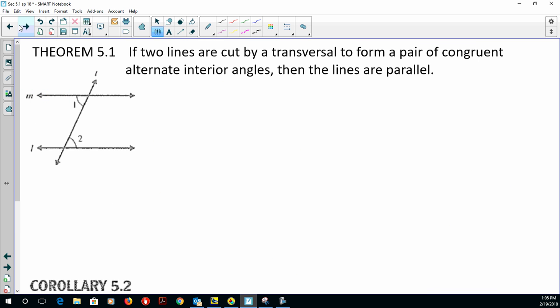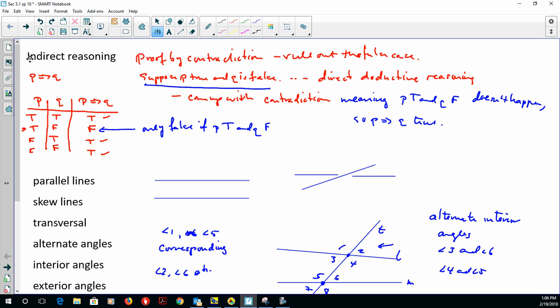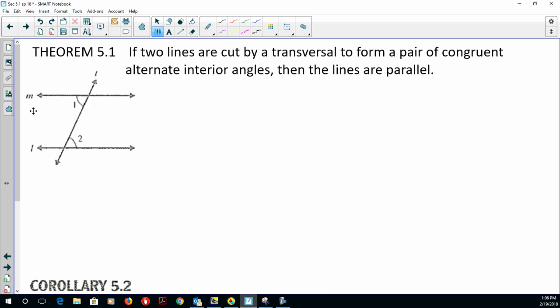Okay, let's do a few theorems here. Theorem 5.1. If two lines are cut by a transversal to form a pair of congruent alternate interior angles, then the lines are parallel. One of the things about these indirect reasoning proofs, these proofs by contradiction, is they really don't lend themselves to two-column proofs at all. So this is paragraph type stuff. You need to write things down a little bit here.